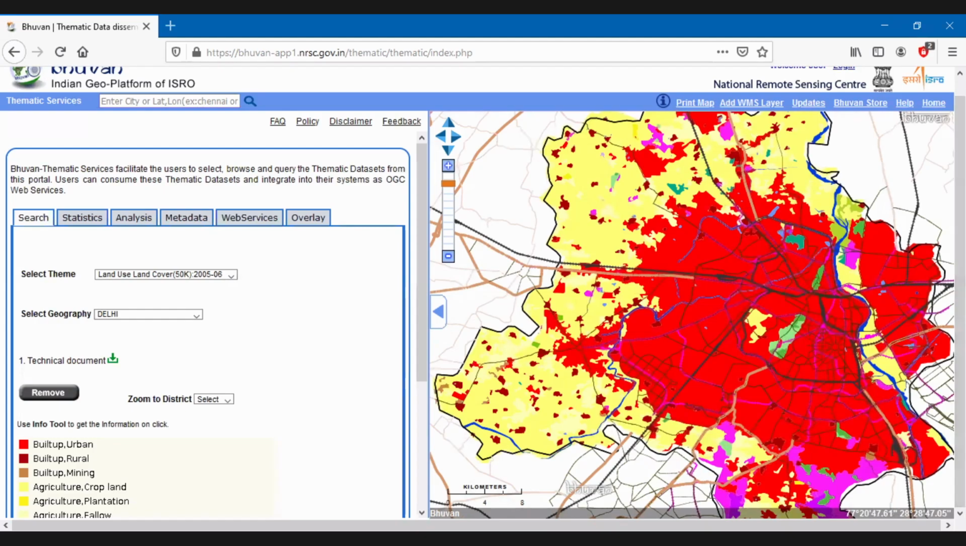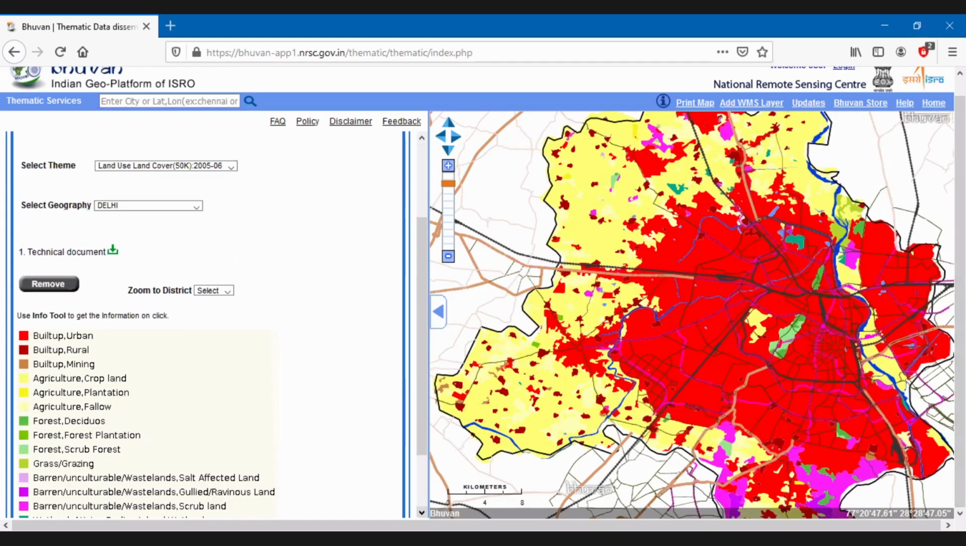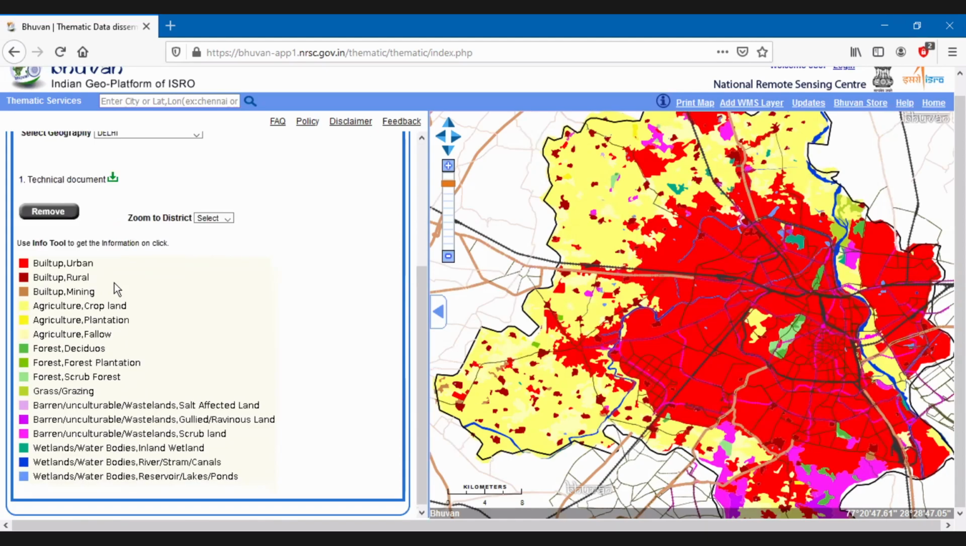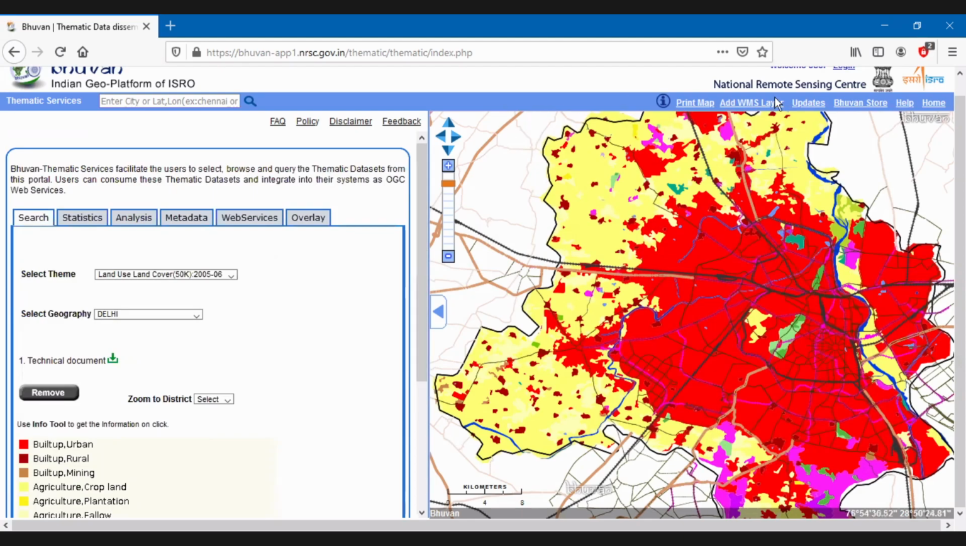Is this visible? Okay, so this is a portal which has been developed. There are different colors, and according to the colors it has been marked how much built up urban area there is, how much forest region, where the deciduous forest is. Somewhere deciduous plantation is available, meaning there is growth of forest or plants, and where there is grass grazing or grassland. So this is how basically all these land resources are mapped. So this is one portal. We can go to its home page also.